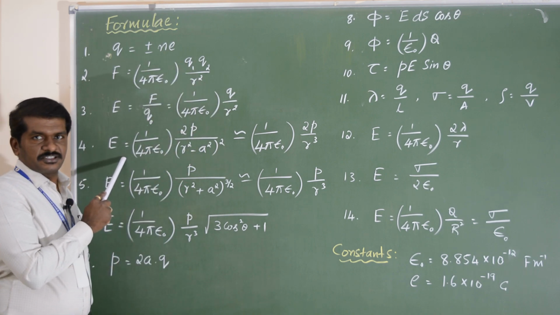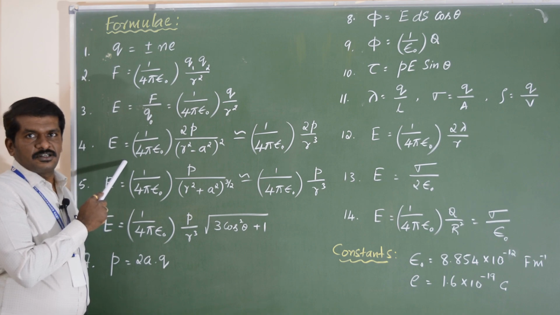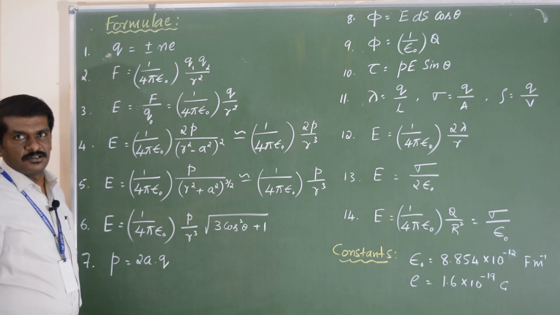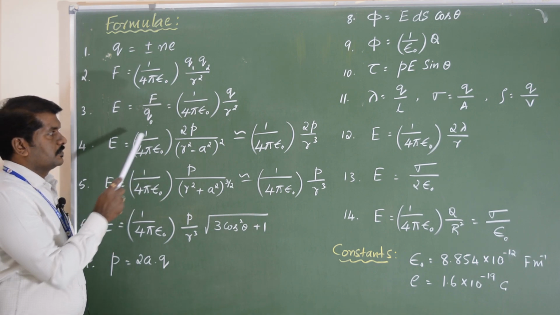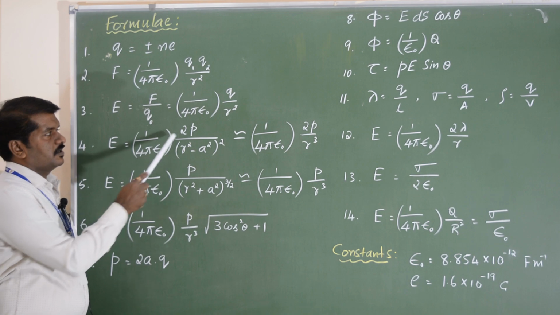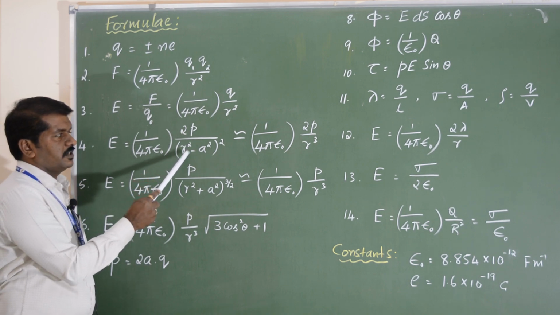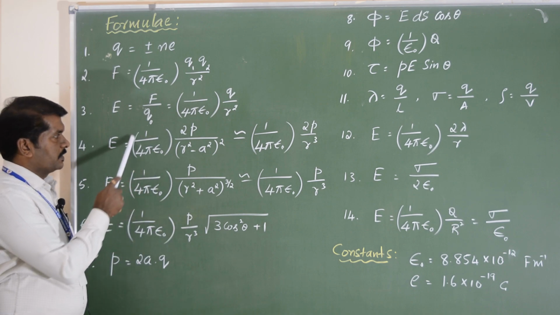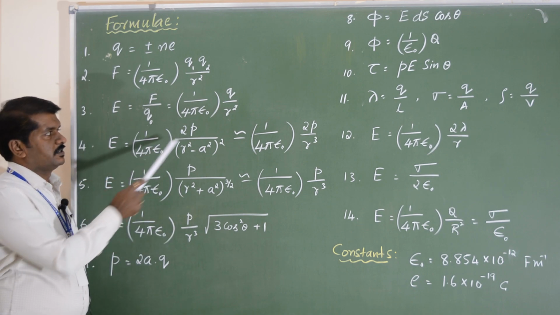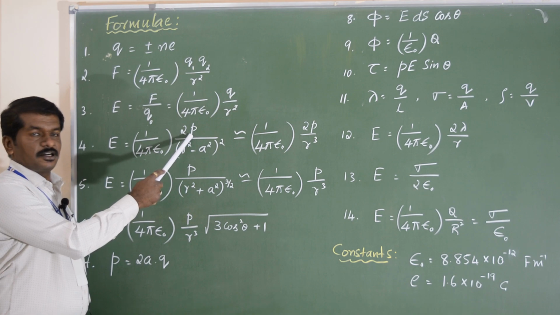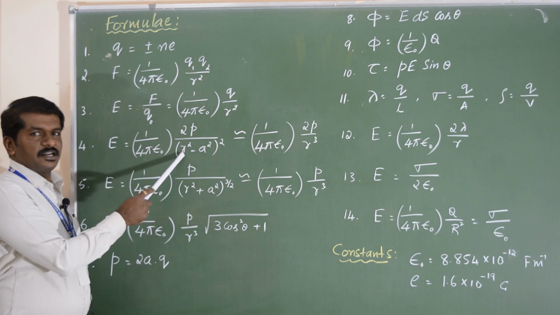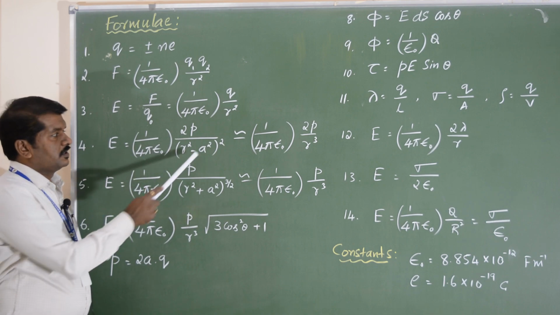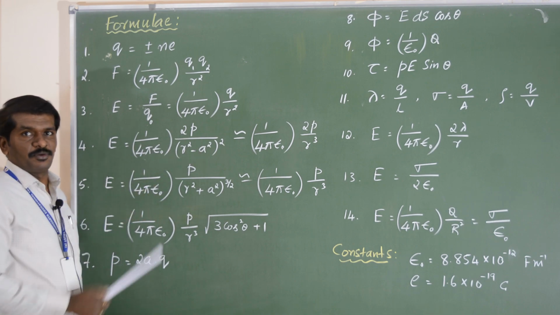And this is the equation which gives the electric field intensity at a point due to a dipole on its axial line. That is given by E = (1/4πε₀) 2pR / (R² − a²)². Here 1/4πε₀ is the electric field constant, P indicates the electric dipole moment, R indicates the distance of the point P from the center of the dipole, and 2a indicates the dipole length.